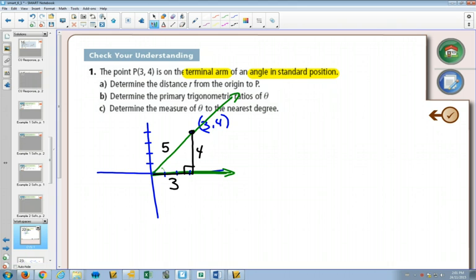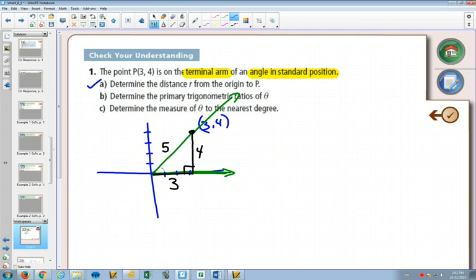Okay. Now that we've drawn our picture, we have already solved A. What is the distance from the point to the origin? It's going to be 5.